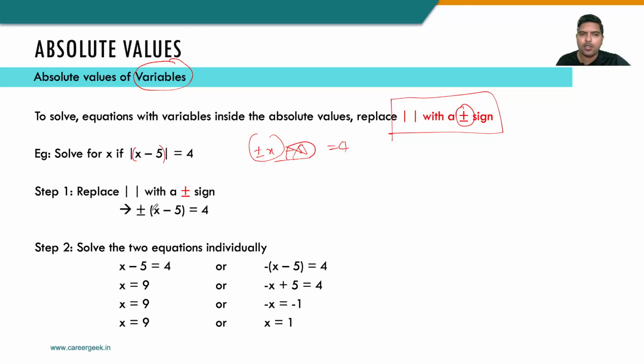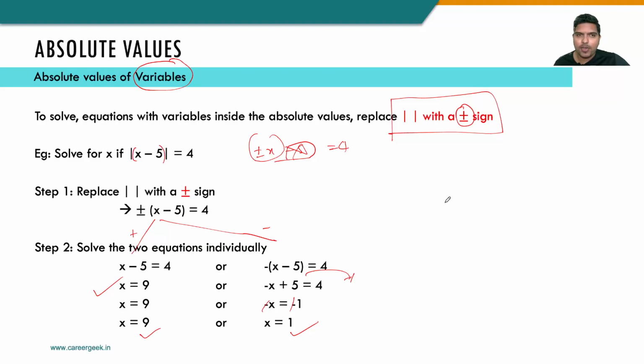So that's why you introduce a parenthesis. Remember, I see students making mistakes over here. You'll need to apply plus minus to the entirety. Now you take plus ones and you take negative, right? Two cases will be there. If it is positive, x minus 5 is 4, you get x is 9. If it is negative, you multiply with negative first. Negative x plus 5 is 4. Then 5 goes to the other side. Negative x is negative 1. Negative gets cancelled. x is 1.